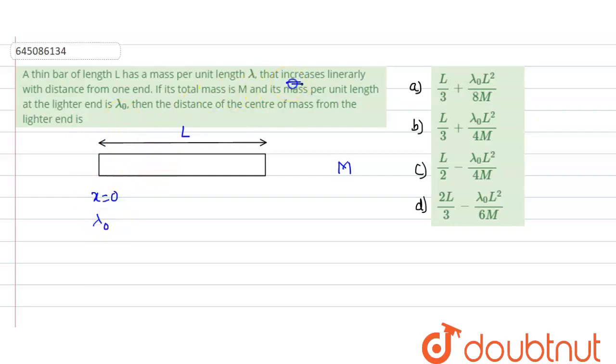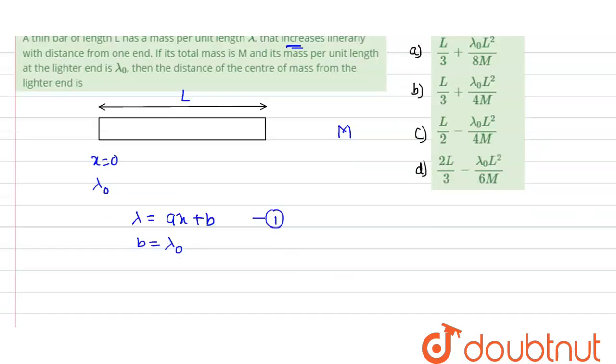Now it is increasing linearly, so we can say that our lambda would be equal to ax plus b. Now we know that at x equals 0, our lambda would be equal to lambda naught. If you put the value of x equals 0 into this expression, then our lambda would be equal to lambda naught. That implies that our b would be equal to lambda naught. Let's say this is our equation 1. If you put the value of b into equation 1, then it would look like ax plus lambda naught. Let's call this equation 2.